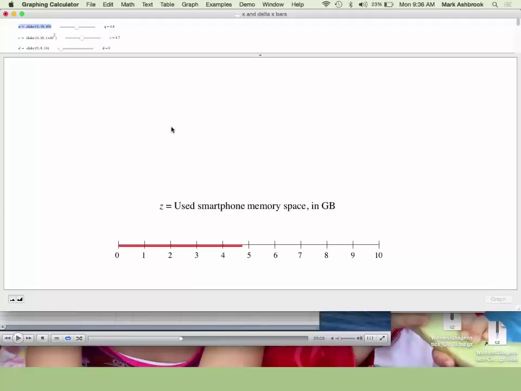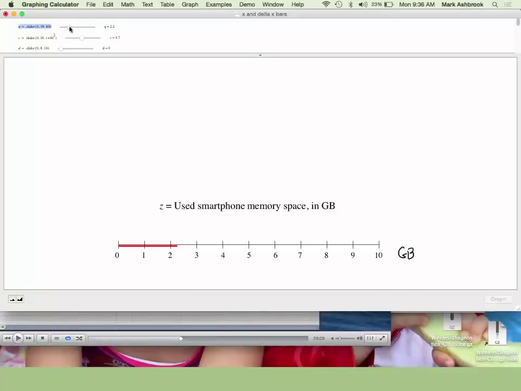So the red length of the bar, the scale on this bar, is gigabytes. And so the red bar is showing the current value of z. Z is a variable. Variables vary. Quantities vary in their value. And so right now, how much memory is used up? 4.8, something like that.